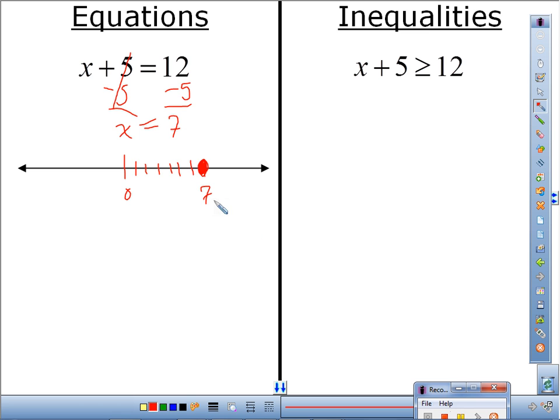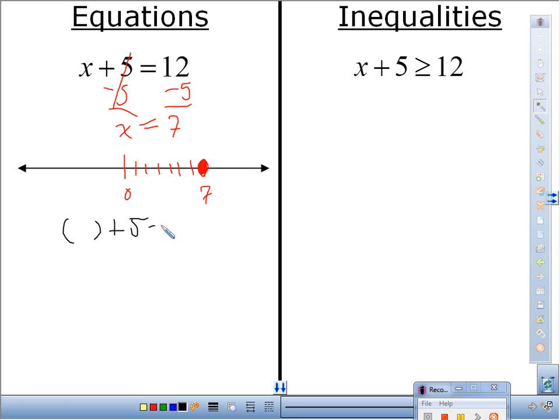What is my last step? Check. So I'm going to rewrite the equation, and I'm going to open parentheses, plus 5 equals 12. And instead of the variable x, what number goes there? 7. So what is 7 plus 5? 12. 12 equals 12. Yes, that's true. So therefore my solution is x equals 7.